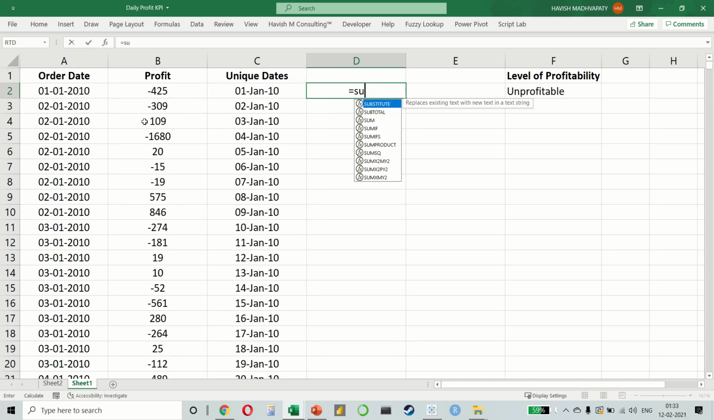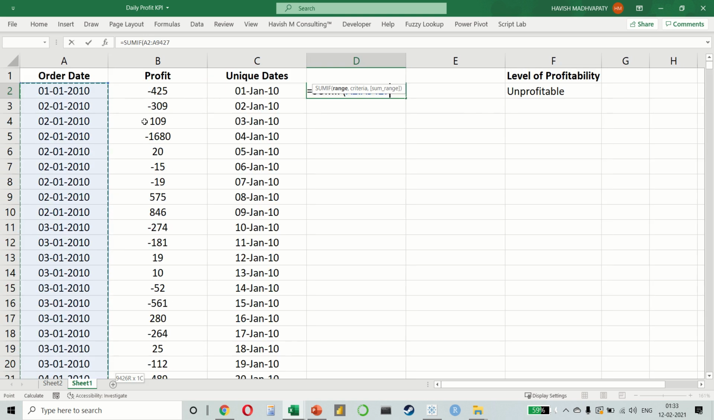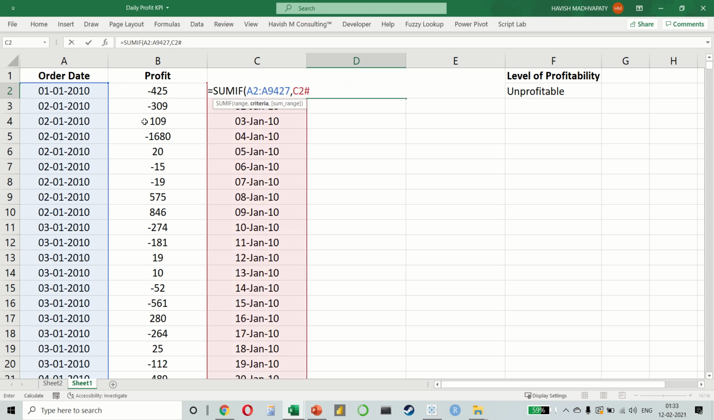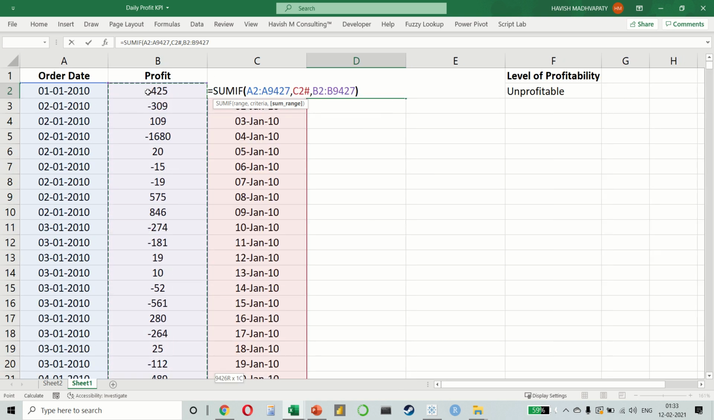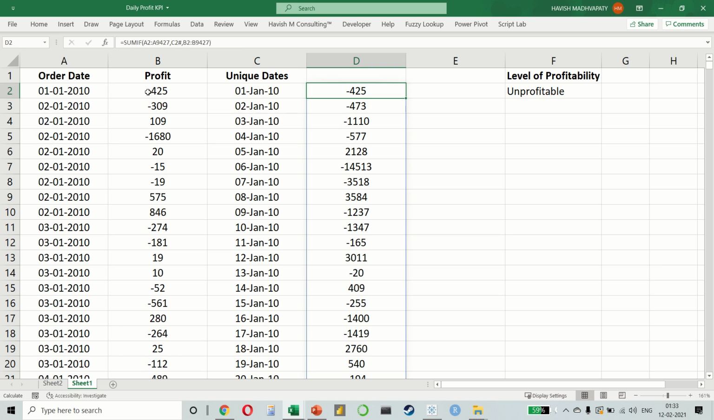And then we can write SUMIF. The range is A2 to A9427. The criteria is C2 hash, and the sum range is B2 till B9427. And this will tell us the total profit or loss for each date.